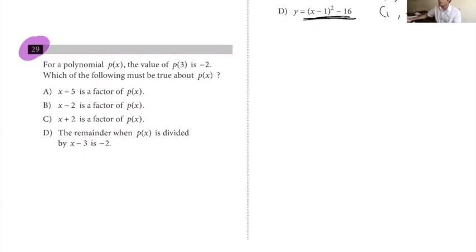Okay, so I'll read the question. For polynomial p of x, the value of p(3) is -2, so p(3) equals -2. Which of the following must be true about p(x)? Then we read the options: x minus 5 is a factor of p(x), x minus 2 is a factor of p(x), and so on. We have a +2 and a -2, interesting. And then there's the remainder when divided by x minus 3 is -2. So that's what we notice. We don't know where they got the 5 yet.